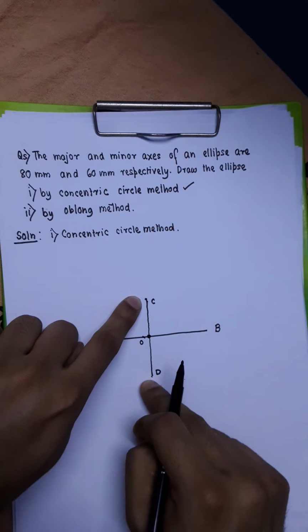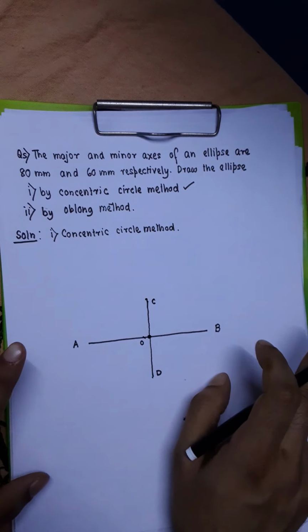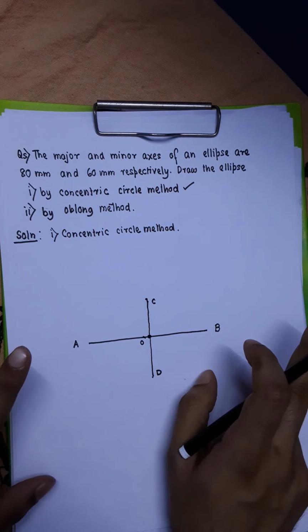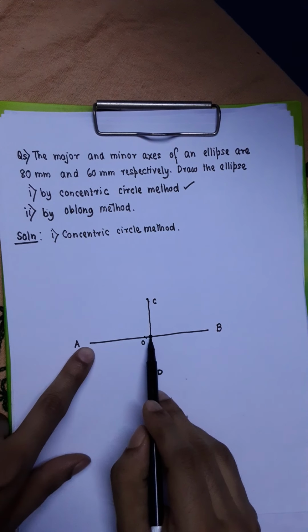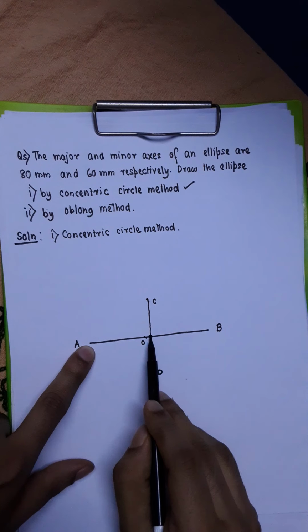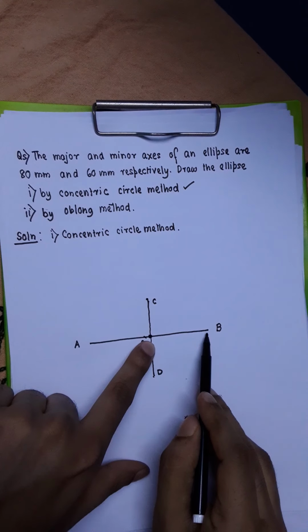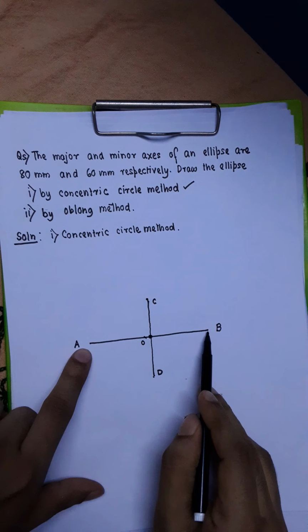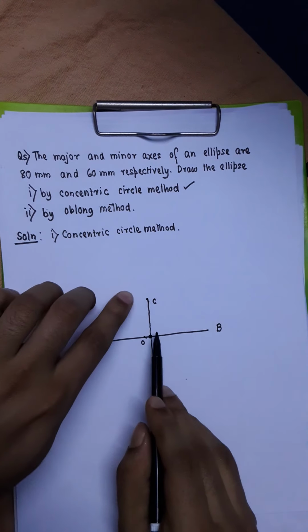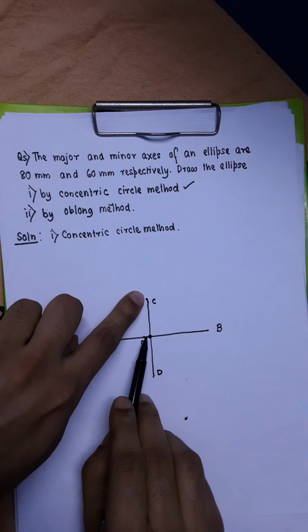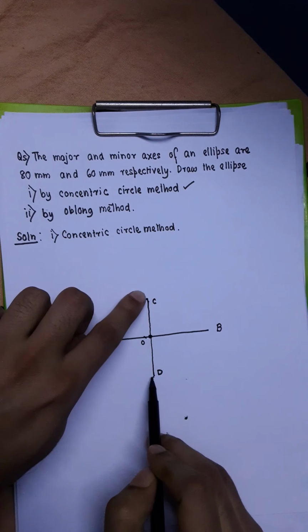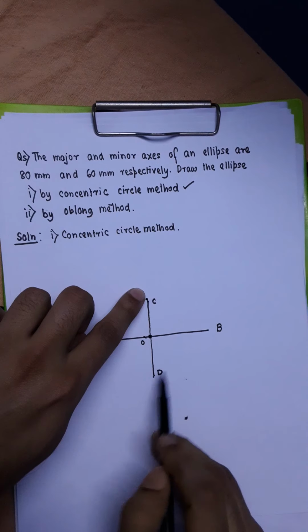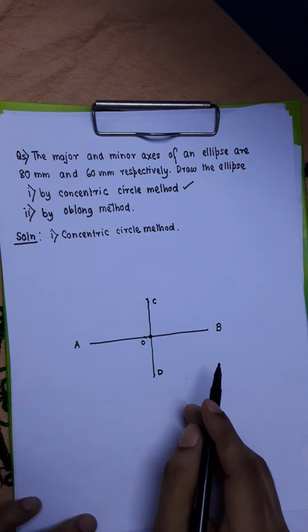Okay, so this is the major axis whose length is 80 millimeter. This is the minor axis whose length is 60 millimeter. They are perpendicular to each other and they bisect each other, which means that this portion of the major axis is 40 millimeter and the remaining portion is again 40 millimeter, so that the total length becomes 80 millimeter. Again, as far as the minor axis is concerned, this length is 30 millimeter from C to O, and from O to D is another 30 millimeter, so that the total length of the minor axis starting from the point C up to the point D becomes 60 millimeter.